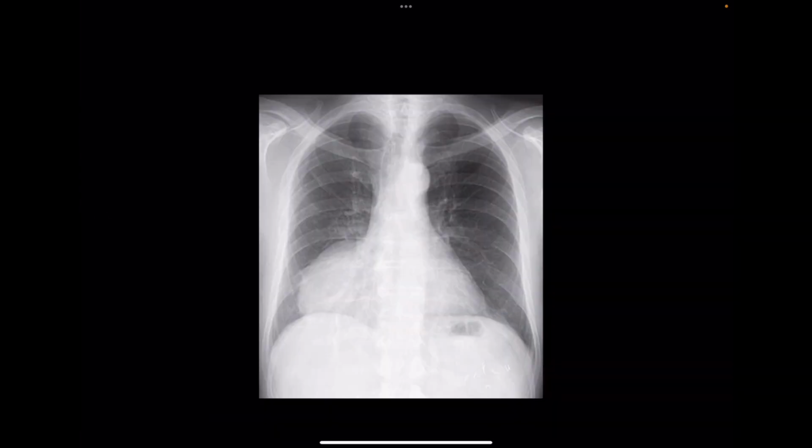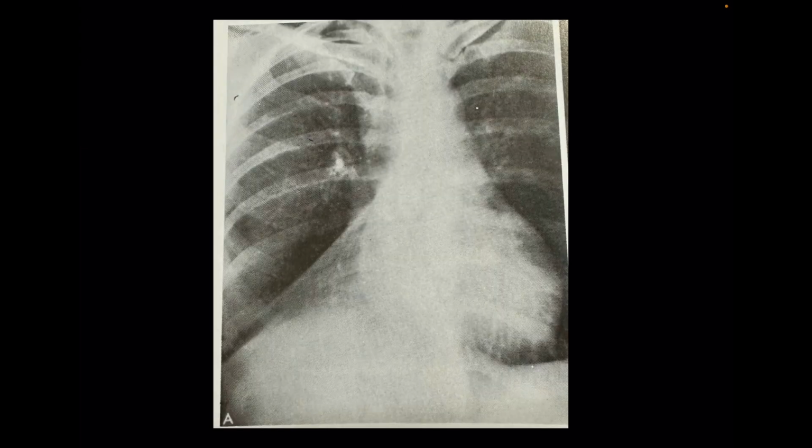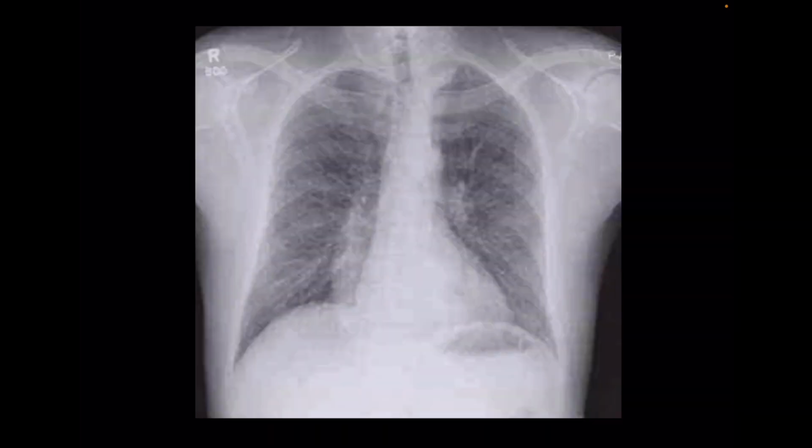Here, this is the frontal X-ray, this is the lateral X-ray. Now diagnose this, what is this, and let me know. Also diagnose this. So which sign is helpful for all the above images? Important. You know this. This is nothing but the Silhouette sign.